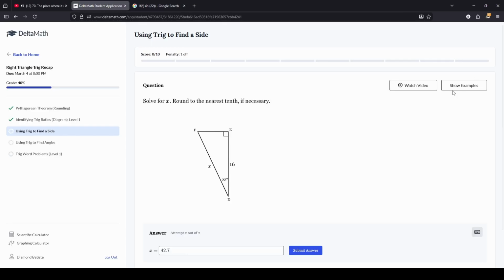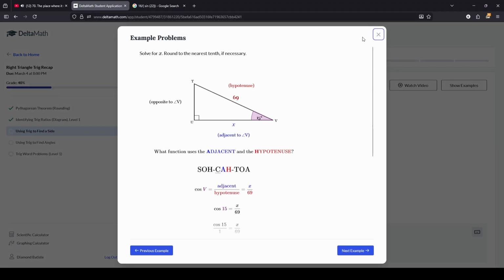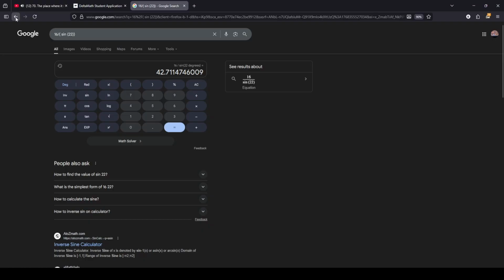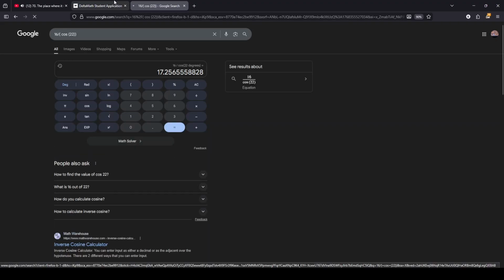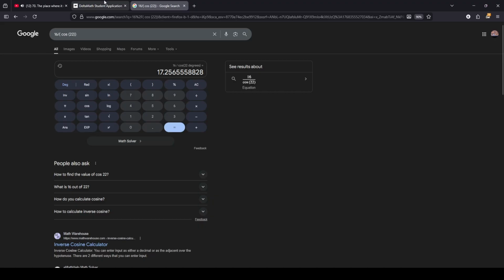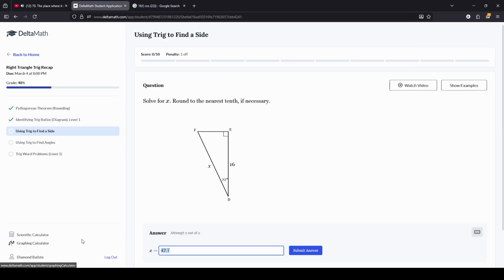Alright, well, it says that if the hypotenuse has a number, then 69 goes there. Alright, let's do this, right? 96 changes to 16. 68 changes to 22. 42.8. I know, 42.7. Alright, well, that ain't work. Oh, that's right, I have to change this to cosine. I'm not completely sure about that, but I did change the answer, 17.3.